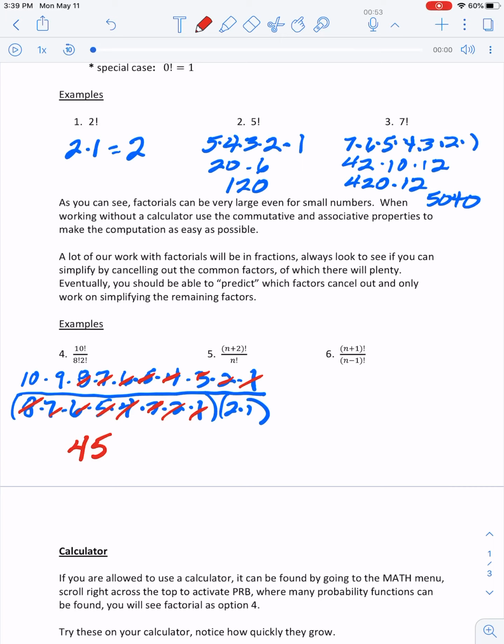Now that looked like a really tough problem to begin with, but so much canceled out that it was actually easier to do than something as simple as 7 factorial.